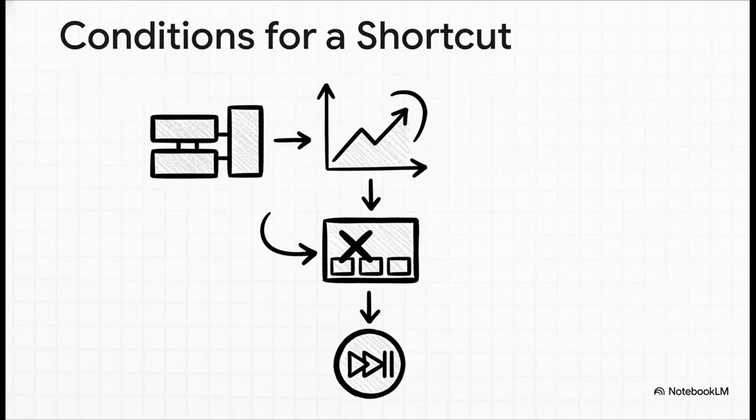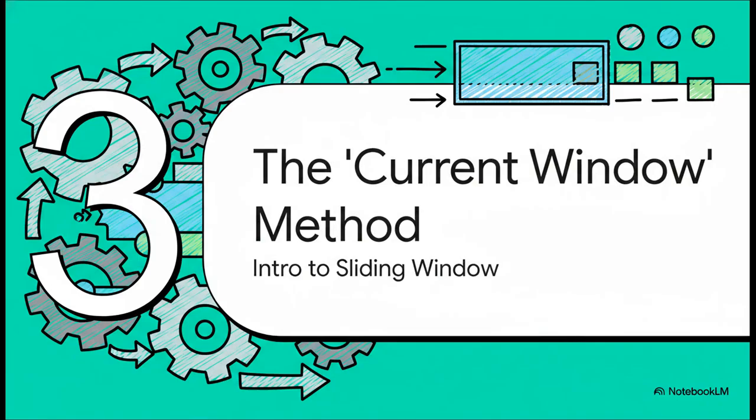Well, it turns out there is a shortcut, but, and this is a big but, it only works under some very specific conditions. First, the problem has to be about a continuous, unbroken block of elements. Second, the property you're tracking has to be monotone. That just means as you make your window bigger, the property only ever increases or only ever decreases. And third, if you break a rule, you have to be able to fix it just by shrinking the window from the left side. When all 3 of those conditions are met, boom, we can switch from our general purpose tool to a highly specialized one. And that, my friends, takes us to the other side of our bridge, the sliding window.